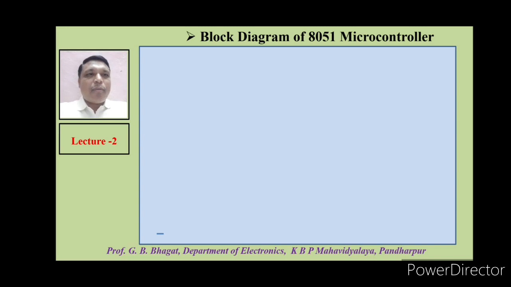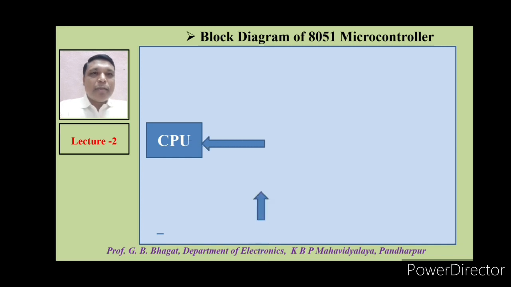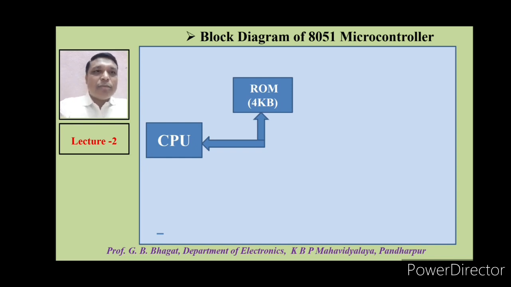Then let us see the block diagram of 8051 microcontroller. It has the block that is CPU. CPU stands for Central Processing Unit. The main purpose of this CPU is to synchronize the functions of all other blocks of the 8051 microcontroller. The next block is the ROM, that is, as in features of 8051 we have seen, it has 4 KB of ROM. This ROM is used to store the programs. ROM is also called program memory because it stores programs.